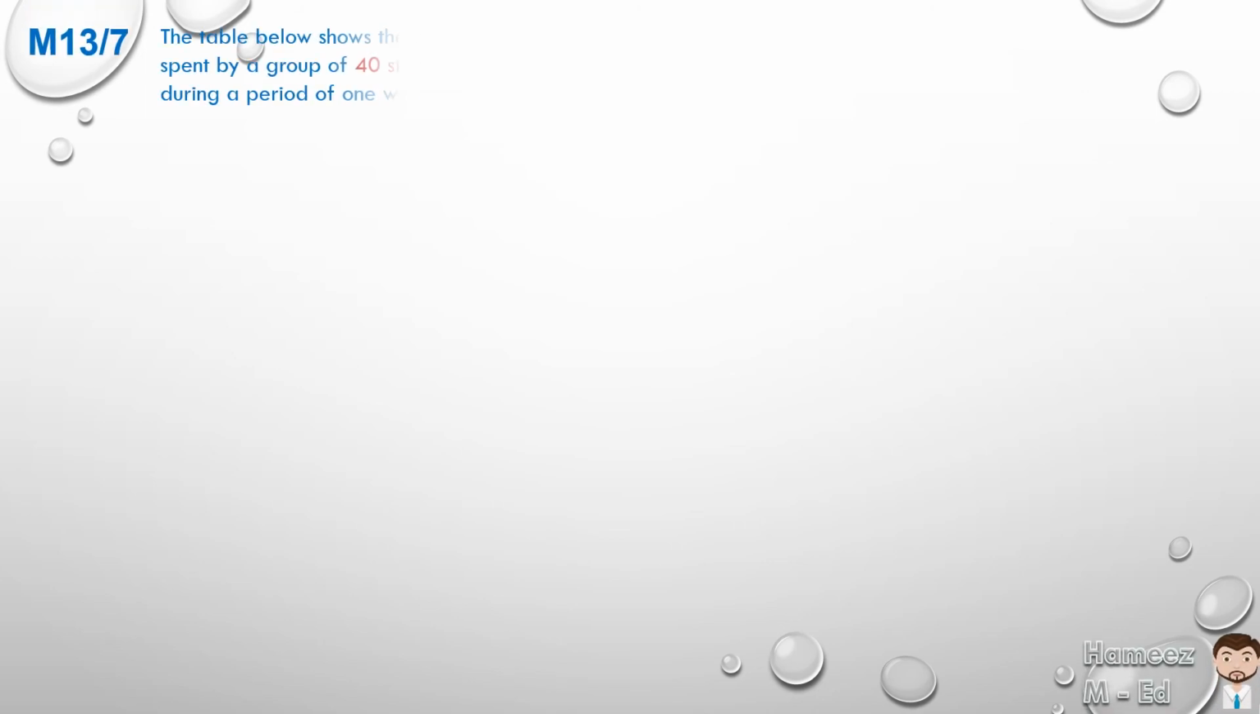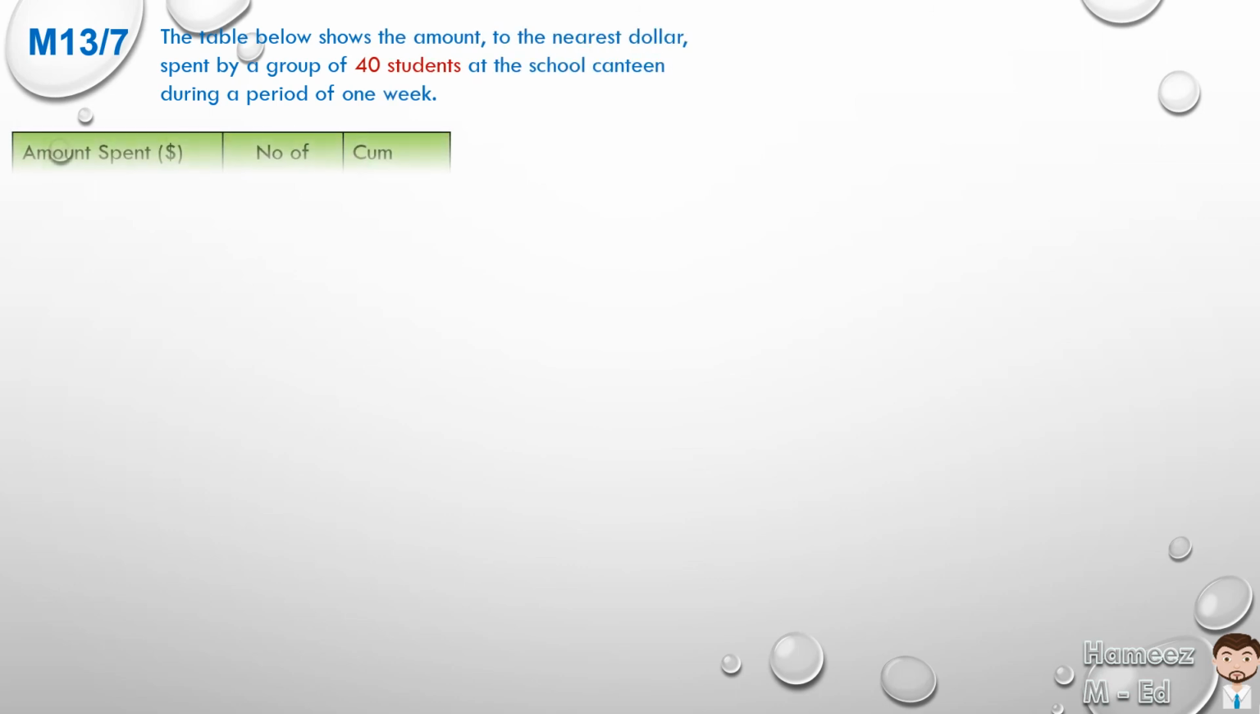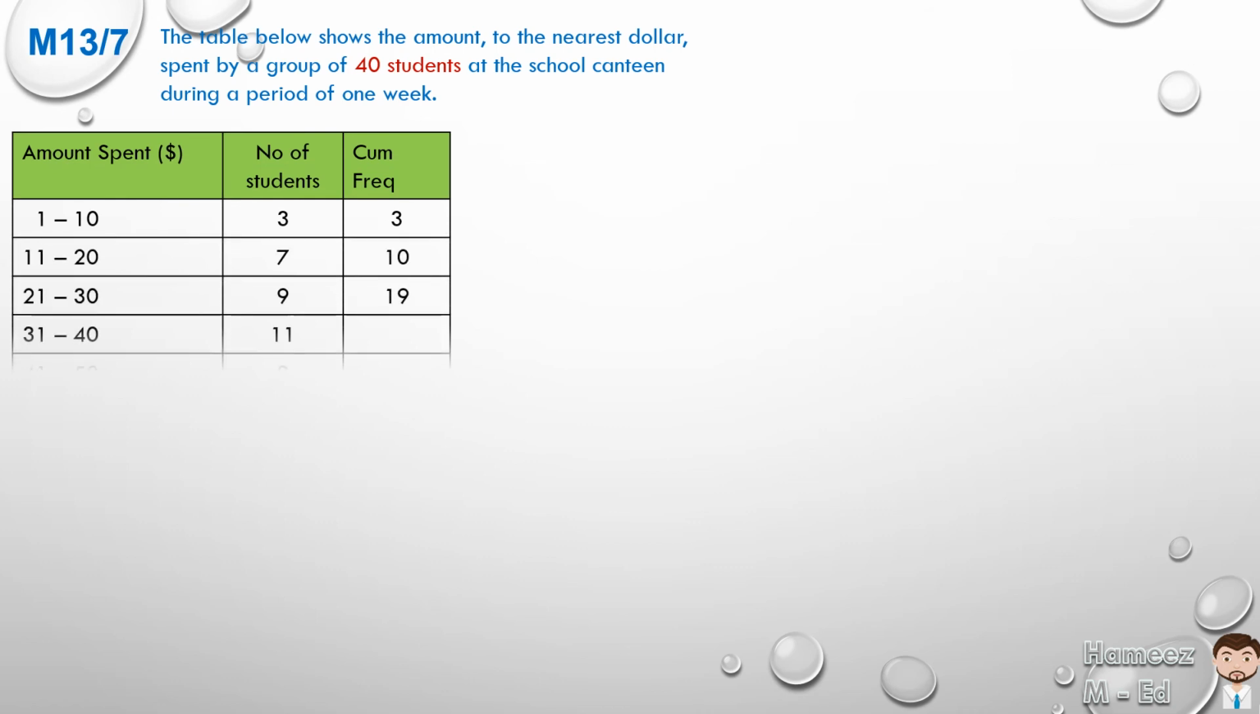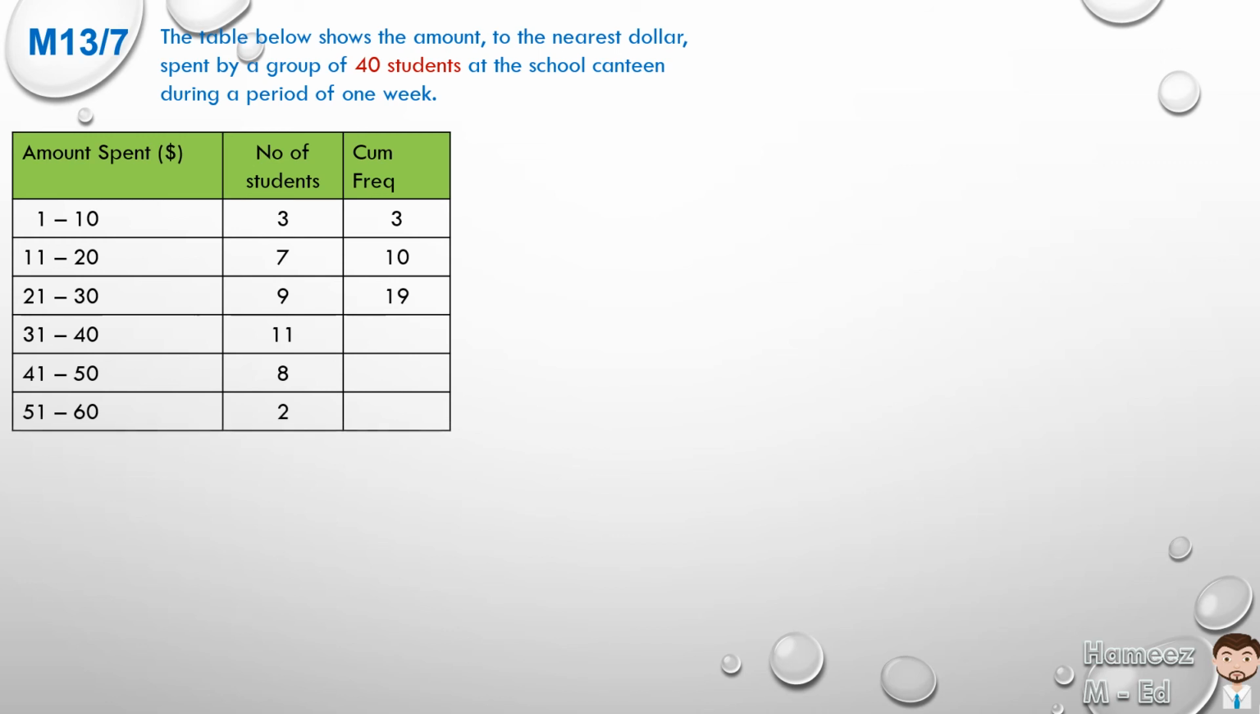In our final question in this first video, in May 2013, number 7, the question states, the table below shows the amount to the nearest dollar spent by 40 students, and that's an important piece of information, at the school canteen during a period of 1 week. So if you look at the table, we can see they're put into grouped data, and the format is 1 to 10. That's how much money there is. So how many students spent up to $10? 3 students. And then how many students spent up to $20? Between 11 and 20, 7 students, and so on and so forth, up to a maximum of $60.